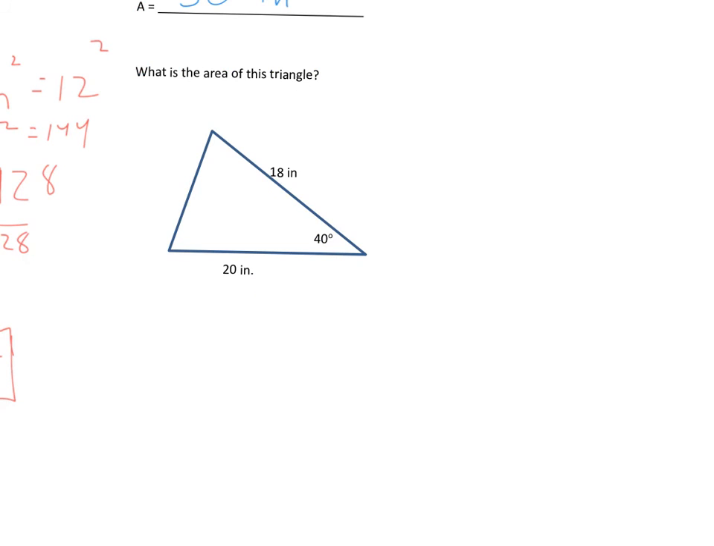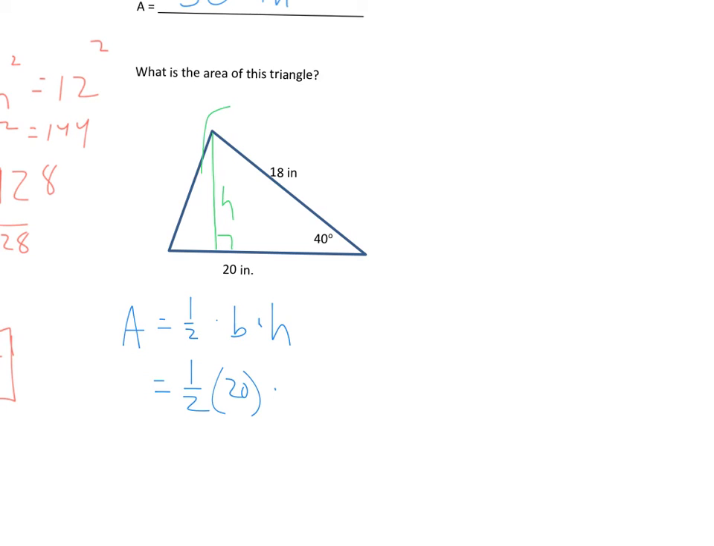Okay, guys, one last example. Again, this is the area of a triangle. The area of a triangle, I'm going to write down the formula. 1/2 times base times height. The base is 20. The height, however, is missing. I don't have the height. I don't have that distance that is straight up and down.